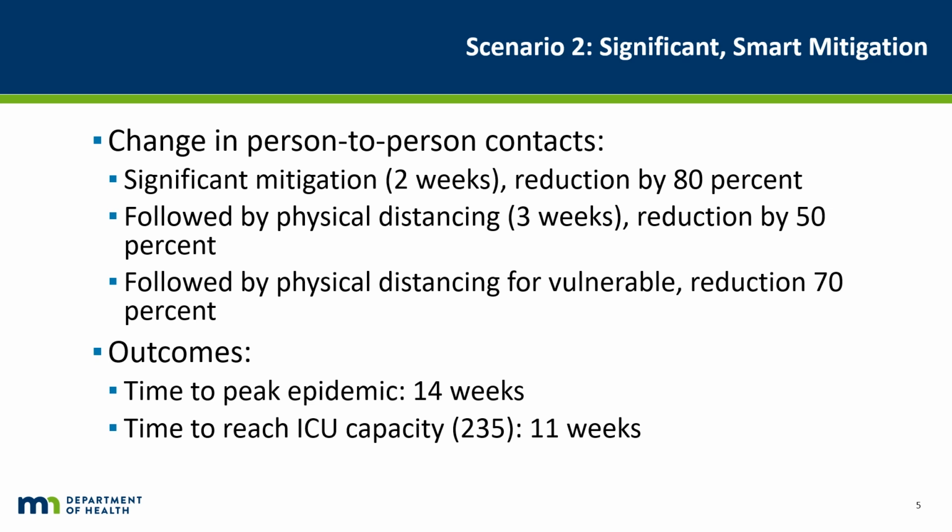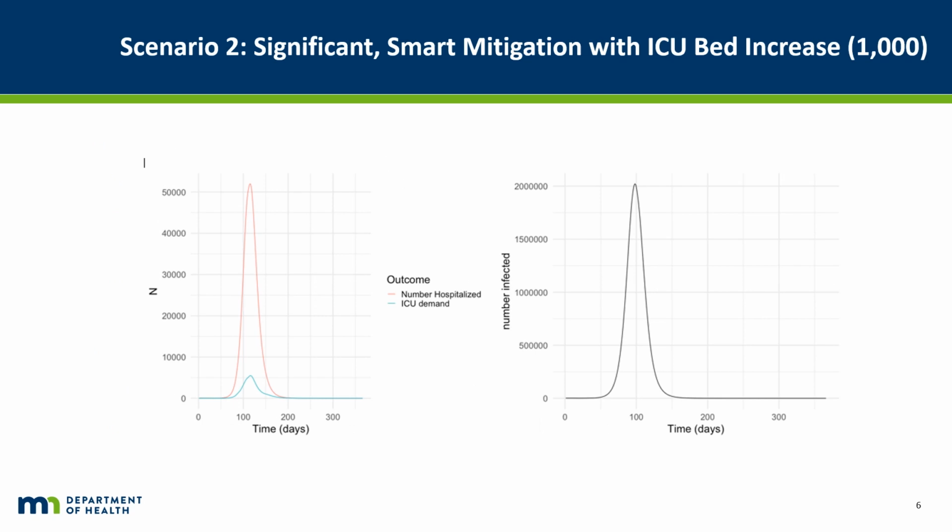Under these conditions, we would project a time to peak epidemic, again, of about 14 weeks, and a time to reaching ICU capacity, still assuming the same state-level ICU capacity, of 11 weeks. Again, highly uncertain, and this is also assuming that we're not increasing the state's ICU capacity in the meantime, which is, of course, an intention of the governor.